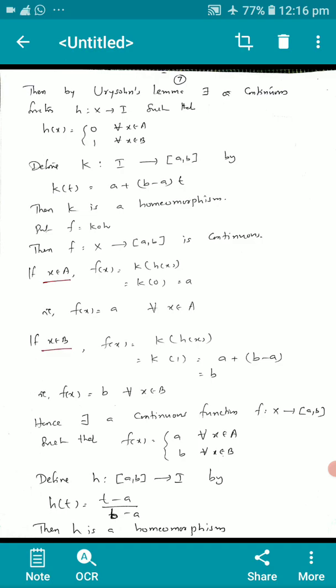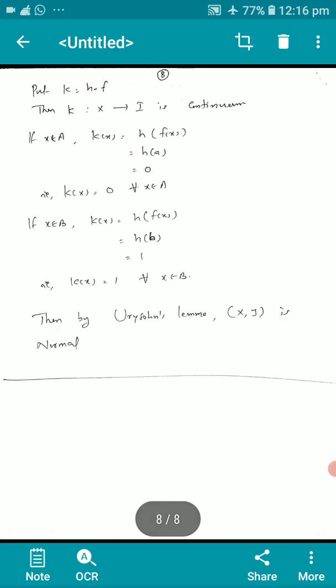Hence, there exists a continuous function f from X to the closed interval [a,b] such that f of x equals a for all x in A and equals b for all x in B. Now we are defining h from [a,b] to I. Define h from the closed interval [a,b] to I by h of t equals (t minus a) divided by (b minus a). Then h is a homeomorphism. Put k equals h composite f. Then k from X to I is continuous.